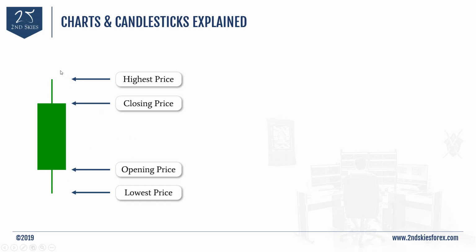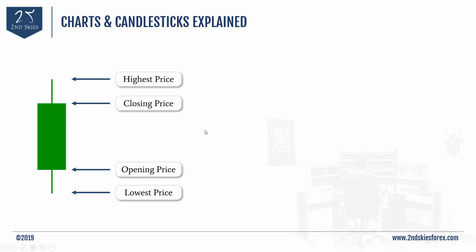When price within this particular time frame, let's say it's a day, moved up, so it closed higher than it opened, it means this is a bullish bar. Price advanced within this time frame. Or let's say it's a daily chart, so within that day, price advanced. It opened down here, closed up here.